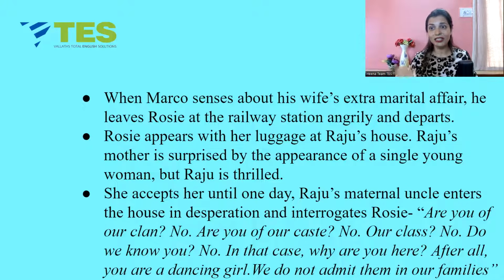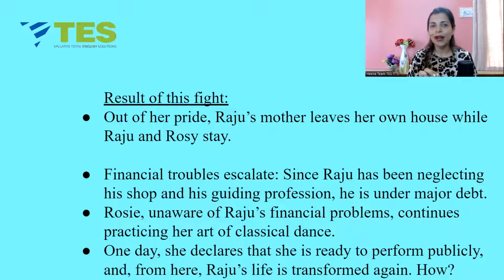Yeah? Caste system, dancing forbidden, girls of good house are only supposed to marry, be with their husbands. Of course, yes. Okay, so that is what was the wreath of that time. And there are rumors in the market that this married woman is staying in Raju's house. And that is how Mama tells Rosie to go away. But then something unexpected happens. What happens? Result of this fight is, out of her pride, Raju's mother leaves her own house. Imagine, the mother leaves her own house while Raju and Rosie stay.